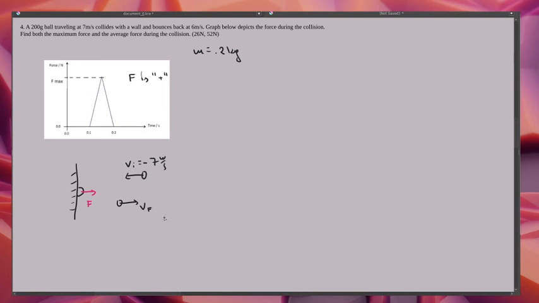Am I looking for the final velocity? No, I think I know the final velocity. Bounces back at 6 meters per second. So it's 6 meters per second in this case, and this is plus. And the signs matter. So negative 7 meters per second, that's the initial velocity. Final velocity is positive 6 meters per second. And then I have the graph, I have the mass. The question is, what is the maximum force? And what is the average force during the collision?